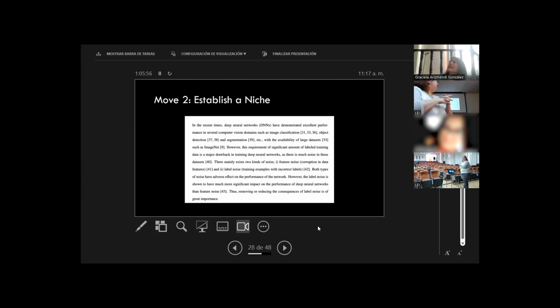Maybe it's where it says there mainly exist two kinds of noise, like it's just limiting to two types of noise, and then it says that removing or reducing the consequence of label noise is of great importance. Yeah, that sentence is talking about two different types of noise. That's just reporting information from the scholarship. But where it says, here's why we need to keep studying those two types of noises, that's where move 2 comes in. Right? Because move to the next slide.